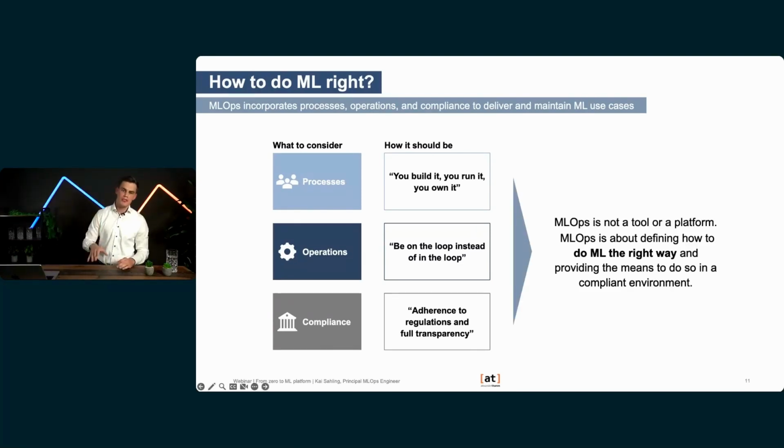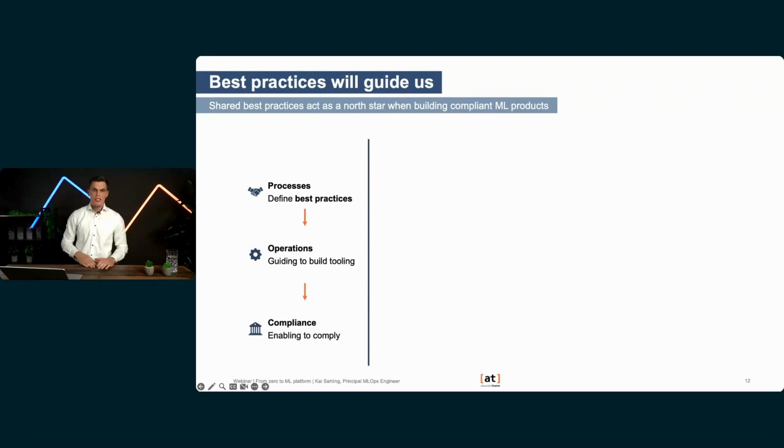And so, to sum it up, what you should really keep in mind, MLOps is simply about how to do ML right. It's not getting a tool, a platform. It's not about buying the best tool there is. You define within your organizations how to do it right, and you provide the means and tools to your team and to do everything in a compliant environment. So now, how do we define how to do it right? Well, we use best practices. Best practices will guide us. Based on these best practices, we define how we want to work together. Then it helps us to pick the tools, pick the technology. And once we have that, we are able to figure out how to make everything compliant.